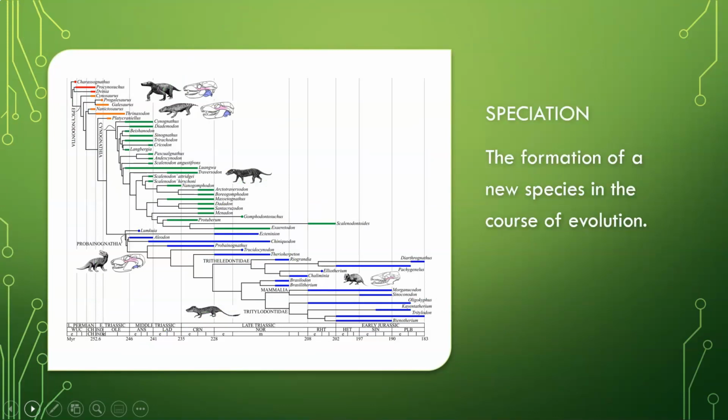Now, with speciation, the formation of a new species is developed in the course of evolution. So with Potato Head, we started off with one Potato Head, and then over the course of evolution we've had more Potato Heads.